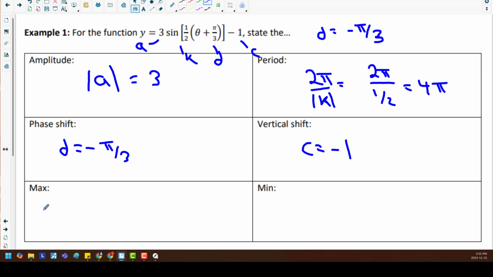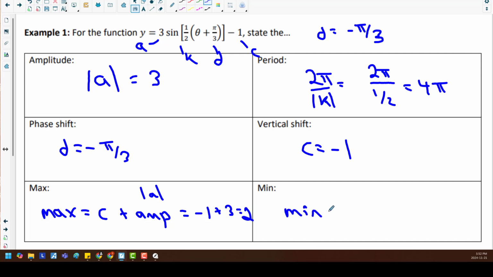Your maximum value, if you remember correctly from last year, is equal to C plus your amplitude, or absolute value of A, same thing, which in this case, C value is negative 1. Your A value is 3, so you add them together and you get 2. That is the maximum value. And your minimum is similar in that it is C minus your amplitude, which is negative 1 minus 3, which is negative 4. So the minimum value is negative 4. It's pretty straightforward stuff.